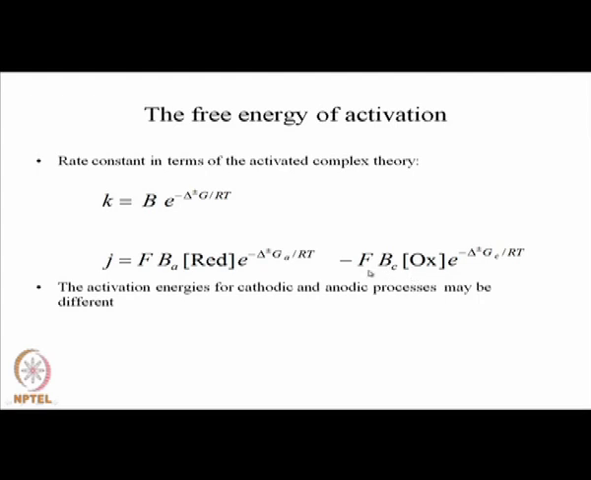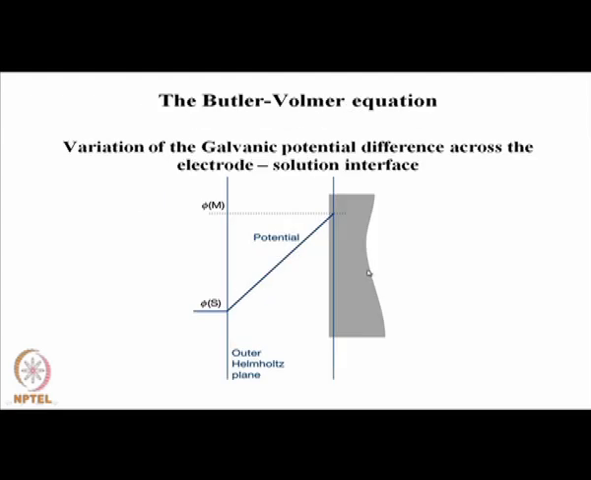Next we will concentrate on the Butler-Volmer equation. There is another equation: the variation of galvanic potential difference across the electrode and solution interface. So, this is your metal, this is your solution, phi m, phi s, and this is your outer Helmholtz plane. This is the potential function as a function of distance. This is phi m, this is phi s, and with distance it follows some curve.